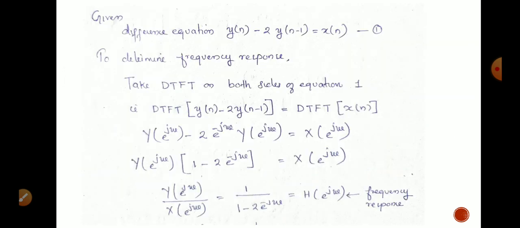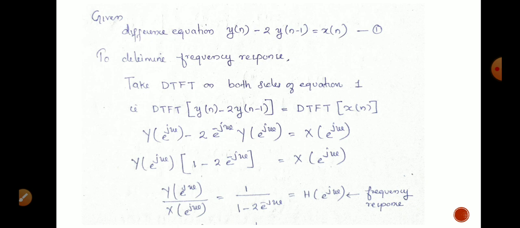Here we have the given difference equation y of n minus 2 y of n minus 1 equal to x of n. To determine the frequency response, take the discrete time Fourier transform on both sides of equation 1, that is, discrete time Fourier transform of y of n minus 2 y of n minus 1 equal to discrete time Fourier transform of x of n. Y of e raised to j omega minus 2 into e raised to minus j omega Y of e raised to j omega equal to X of e raised to j omega.